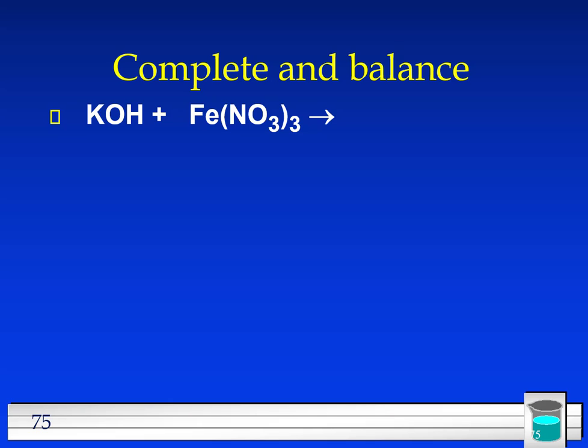So KOH plus Fe(NO3)3. Well, the K and the Fe are going to switch places. So the K is going to end up next to NO3. I keep the NO3, but I don't bring that 3. Make sense? I keep the polyatomic ion, but not how many there are. And then the Fe is going to end up next to OH.